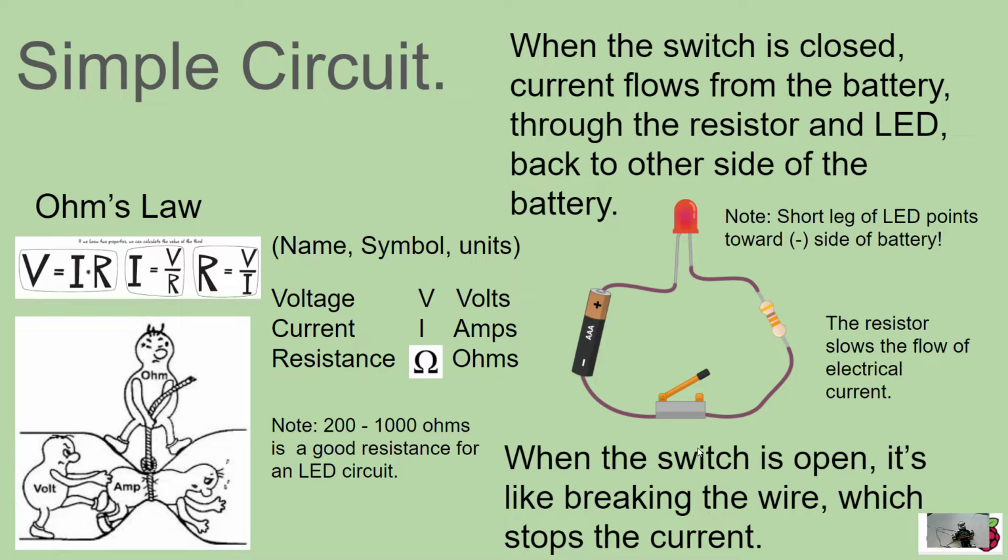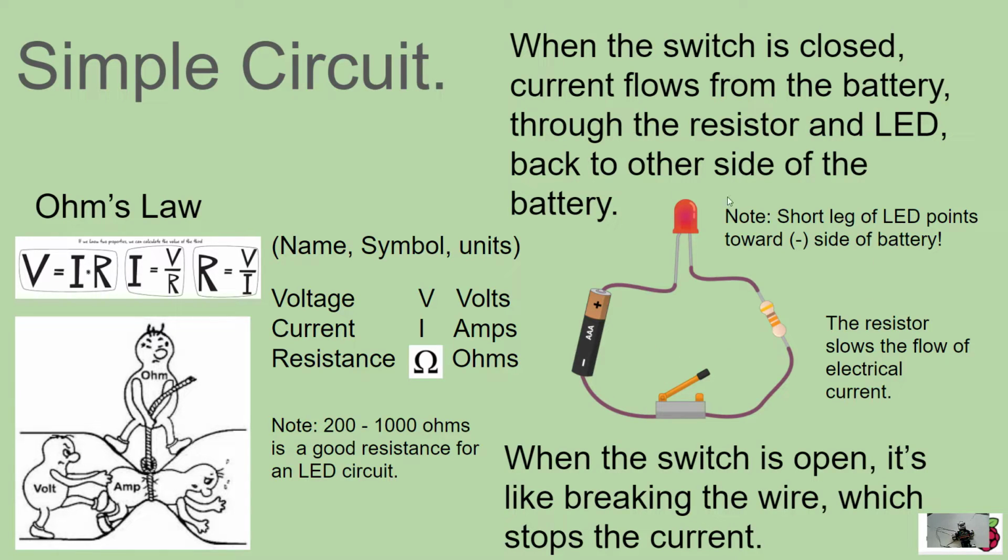Over here is a diagram of a simple circuit with the battery, an LED, a resistor, and a switch. The switch is just a way to break this wire or reconnect it. When the switch is open, the electricity cannot go across the switch and through the wire, but when it's closed, the electricity can go through the LED, through the resistor, through the closed switch, and then back to the other side of the battery.